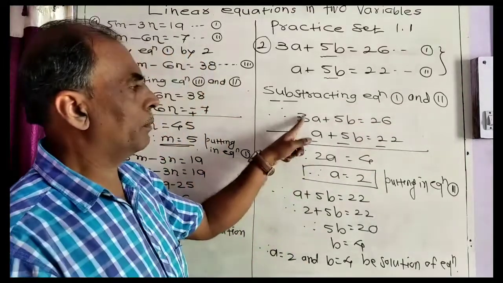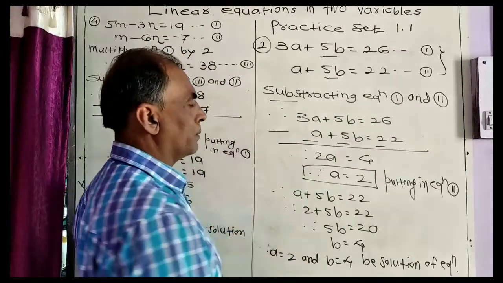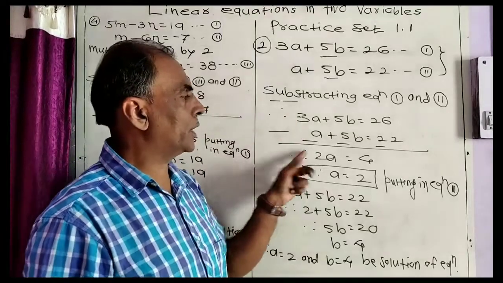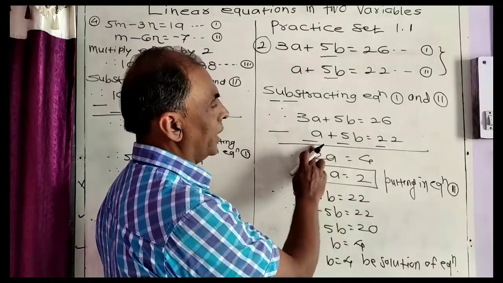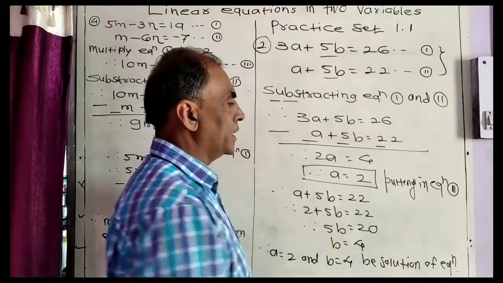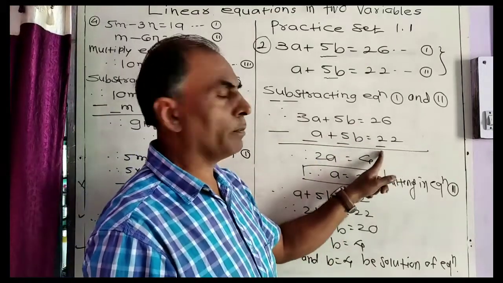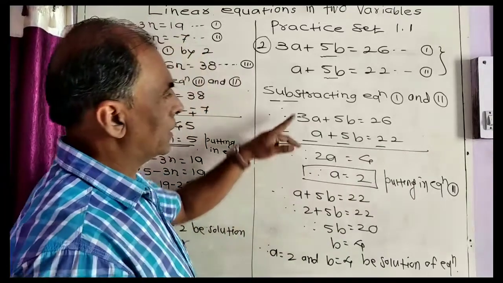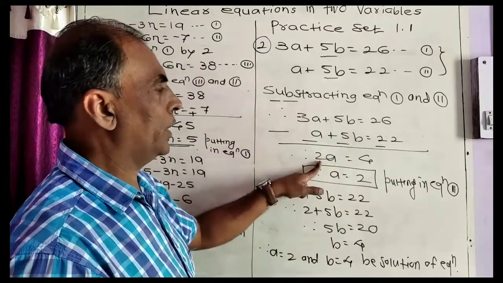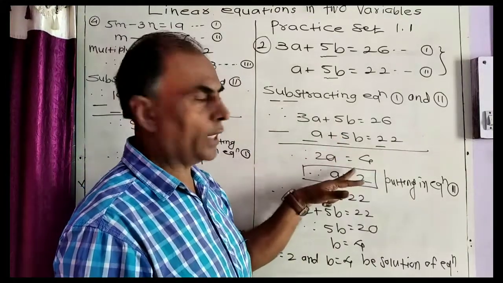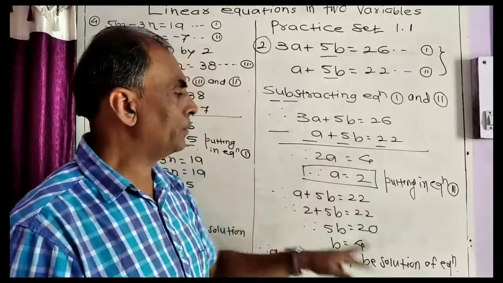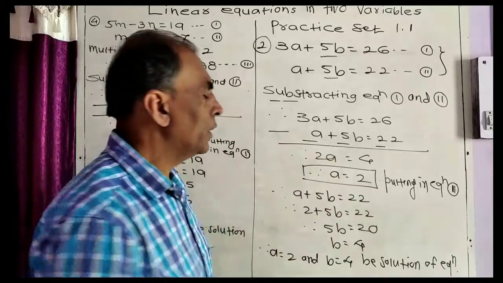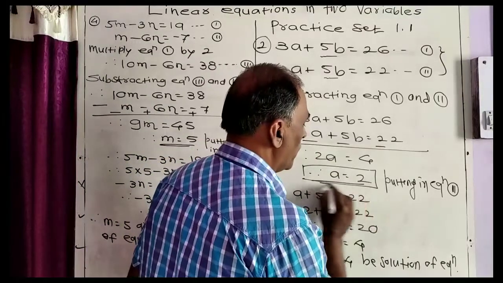So write down equation number 1 and 2, and now we have to subtract. While we subtract these two equations, we change the sign of the second equation. So a becomes minus a, plus 5b becomes minus 5b, and 22 becomes minus 22. So 3a minus a is 2a, 5b minus 5b gets cancelled, 26 minus 22 is equal to 4. Divided by 2, we get a is equal to 2. So we have the value of the first variable a.